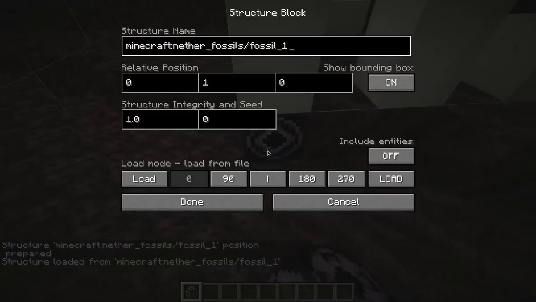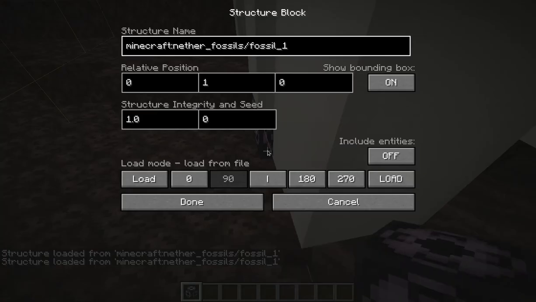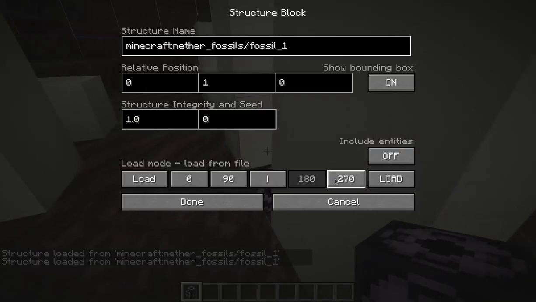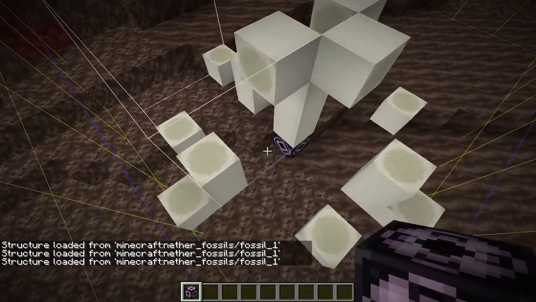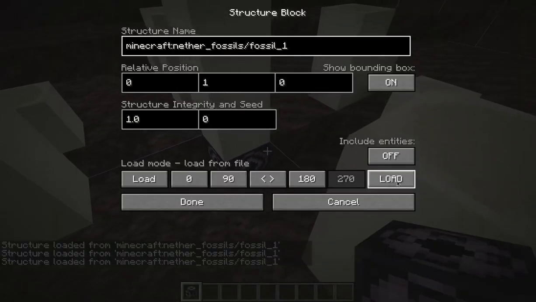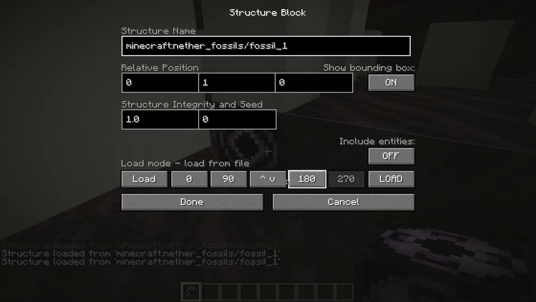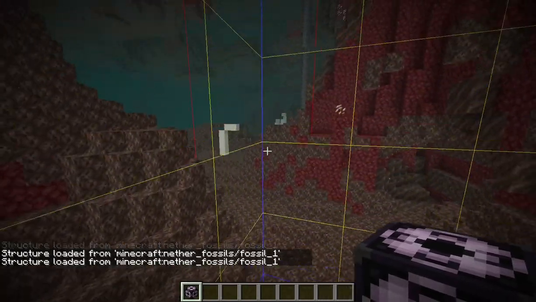These fossils can be rotated 90 degrees, or 180 degrees, or 270 degrees. But the game will never generate them mirrored, so you never have to worry about looking at a fossil that's mirrored and figuring out which way it's oriented.